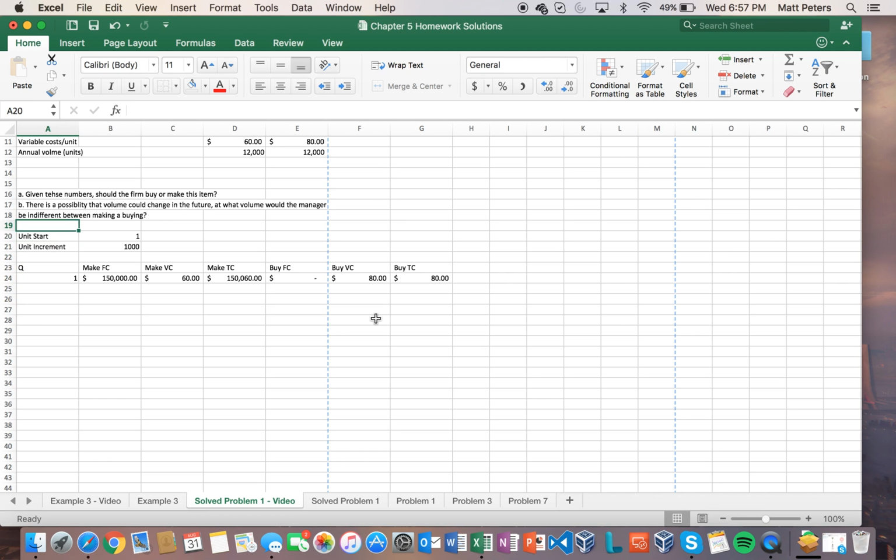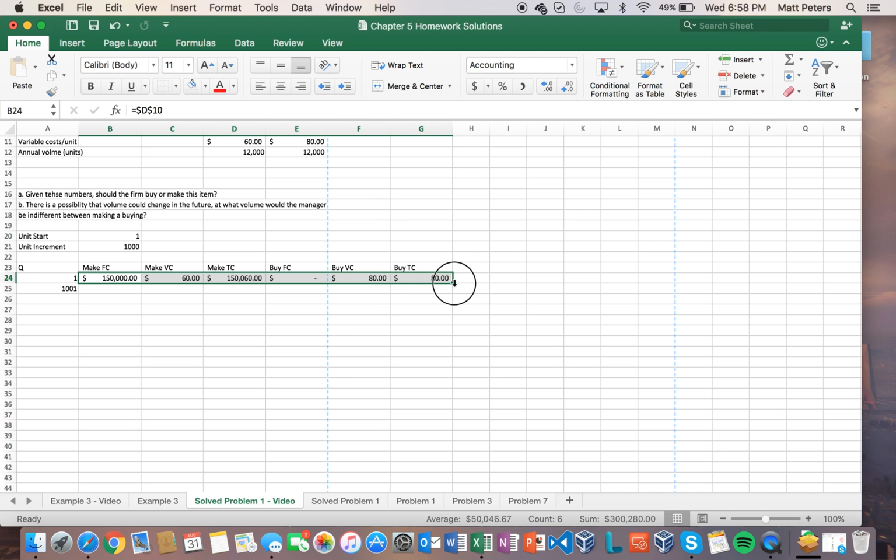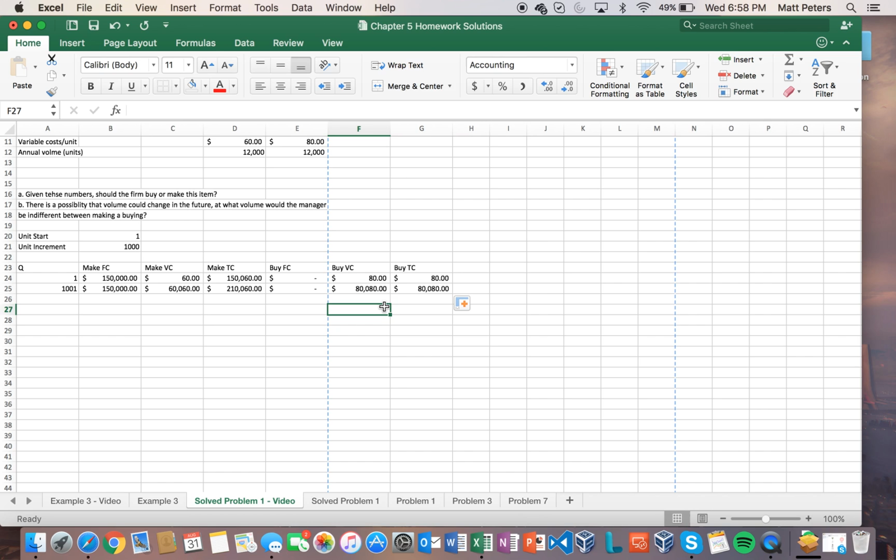So we're going to build our chart. Our next Q is going to be this one plus our unit increment. We're going to use function F4 to fix that. Okay, now we want to grab all of these cells, grab the box and drag it down. Okay, so now we have the formulas for doing 1,001 of these.